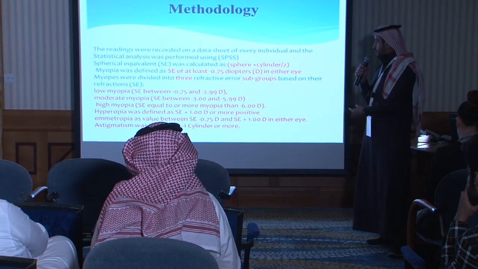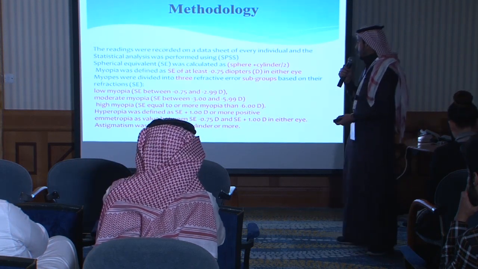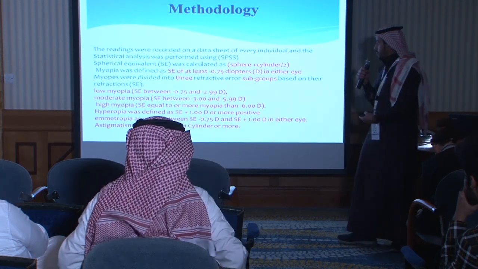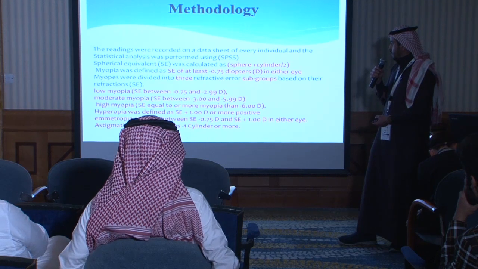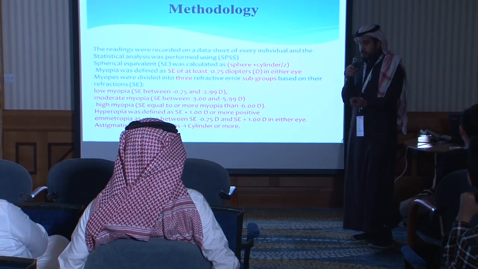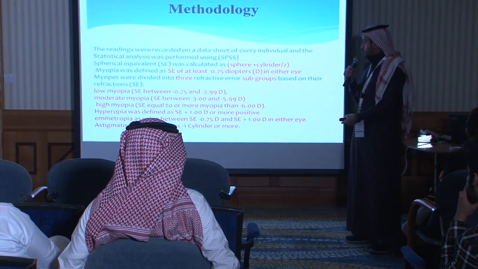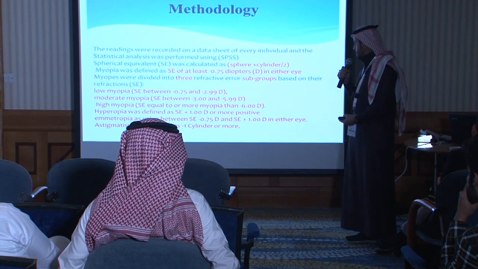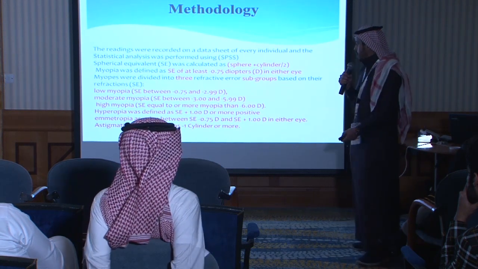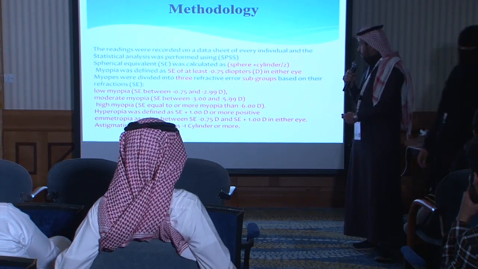Low myopia was spherical equivalent between minus 0.75 and minus 2.99 diopter. Moderate myopia was spherical equivalent between minus 3 and minus 5.99 diopter, and high myopia was minus 6 or more. Hyperopia was defined as plus 1 diopter or more. Emmetropia was between the two, minus 0.75 diopter and plus 1 diopter in either eye. Astigmatism was defined as minus 1 cylinder or more.